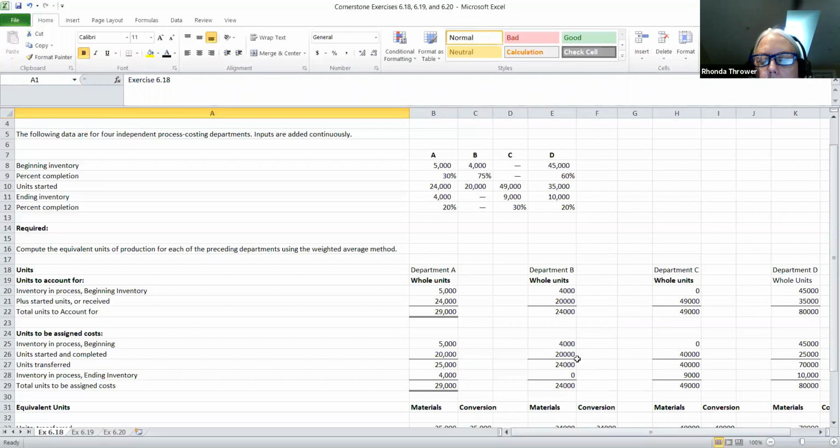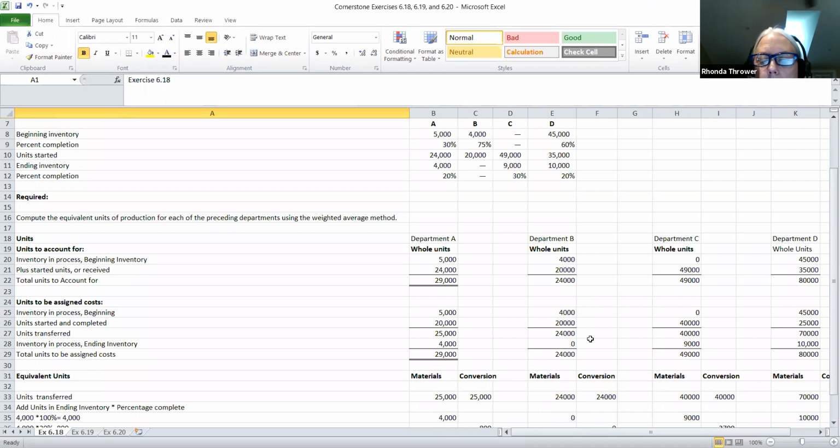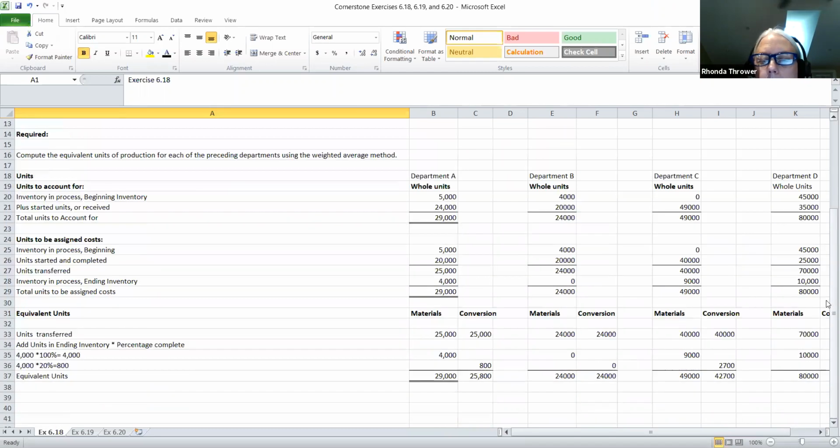So what I would recommend you do in each one of these situations is put down what you do know first, then work backwards to find the remaining. I would do the whole units first, and then I would complete my equivalent units for both materials and conversion. For the weighted average method, it's always the units transferred plus whatever you got in ending inventory. So in this case, there was no ending inventory at all we had to calculate. So the units transferred is the equivalent units for materials. The units transferred is the equivalent units for conversion.